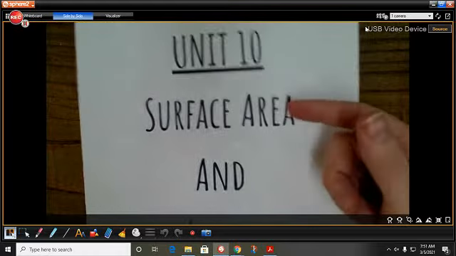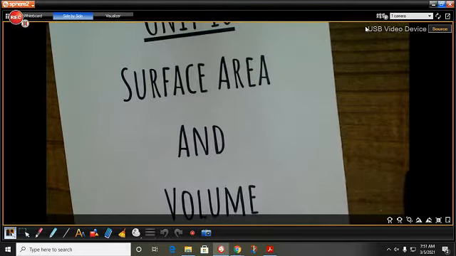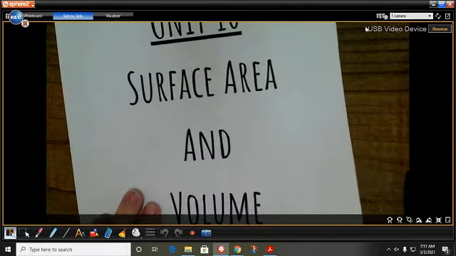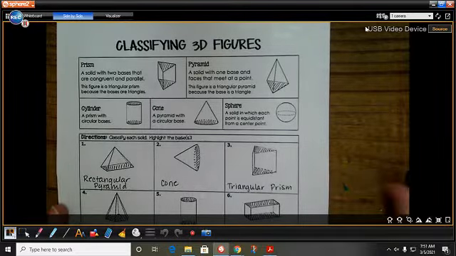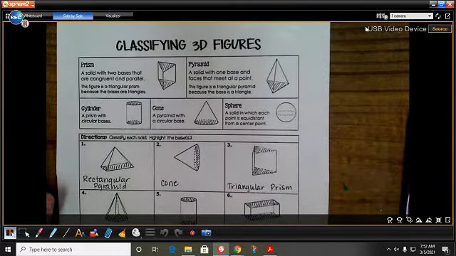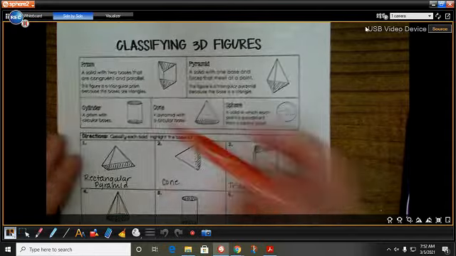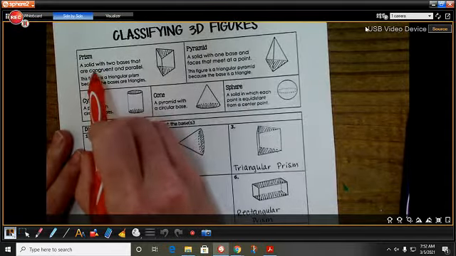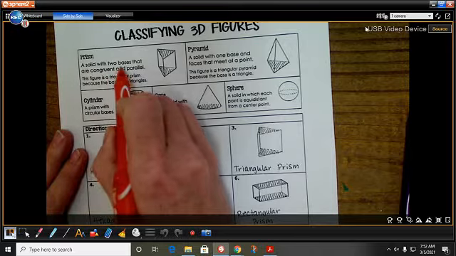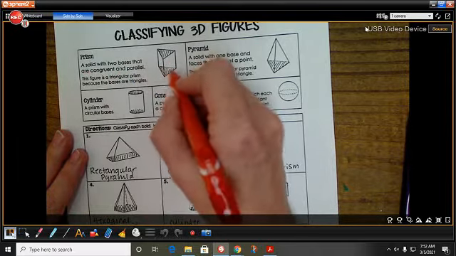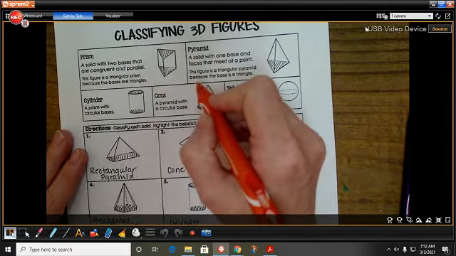And for Unit 10 today we're going to be talking about surface area and volume for three-dimensional shapes. So let's look at some three-dimensional shapes here. We have a couple of different kinds of shapes that we're going to be focusing on in this unit. The first ones that we're going to talk about are going to be prisms. And a prism is a solid with two bases that are congruent and parallel.